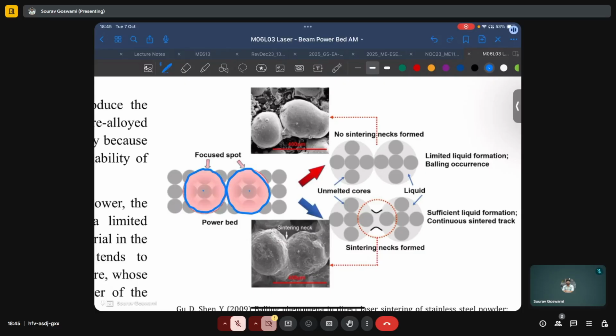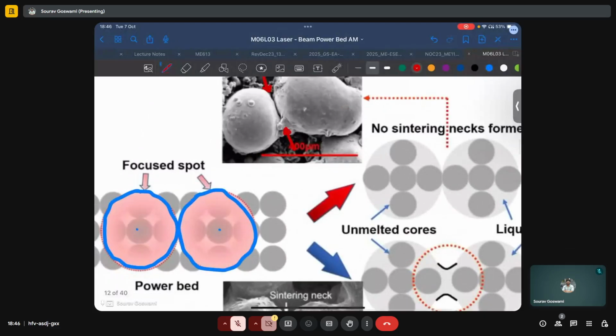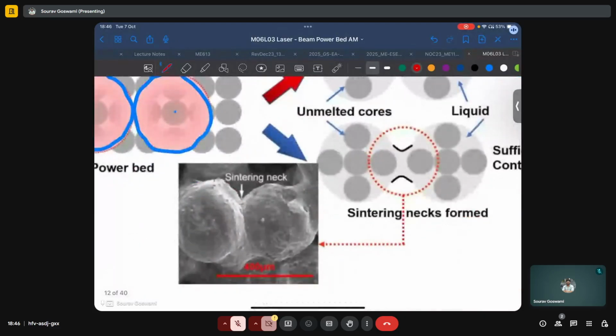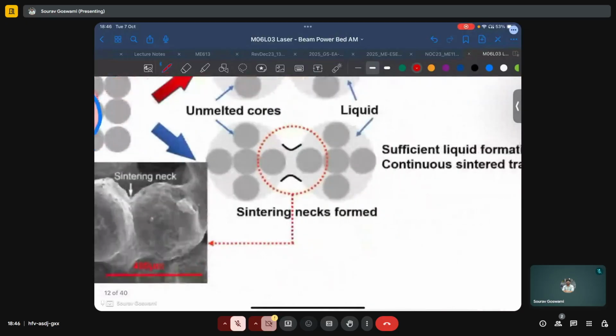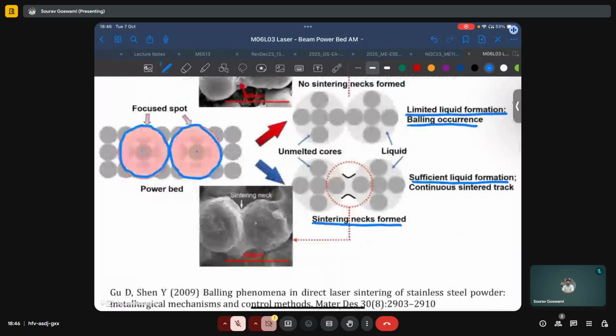And in one case, we see how these two liquid spots do not interact sufficiently. There is limited liquid formation and the occurrence of balling defects, which is also illustrated here, where we can clearly see a lack of fusion between these two adjacent balls. Whereas in the other case, if they interact sufficiently and sintering necks are formed as a consequence of sufficient liquid formation, then we have a continuous track. And here the sintering neck has formed.